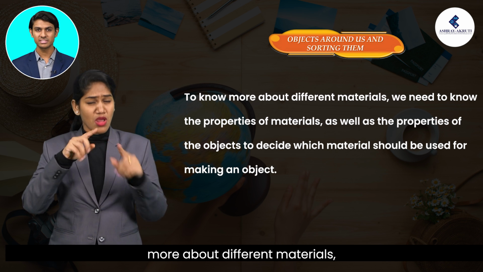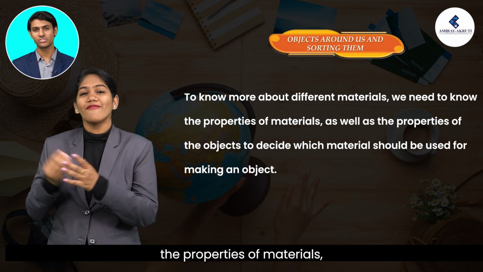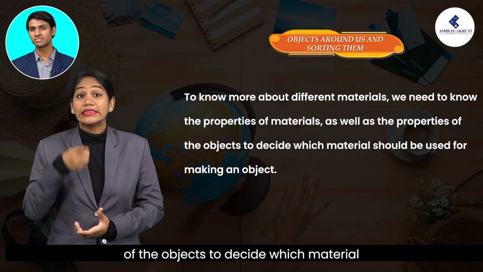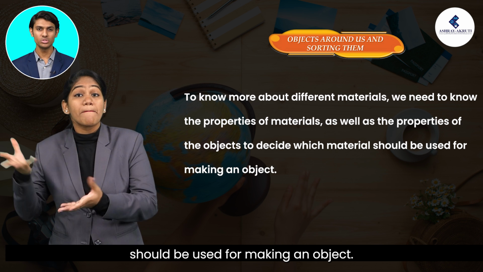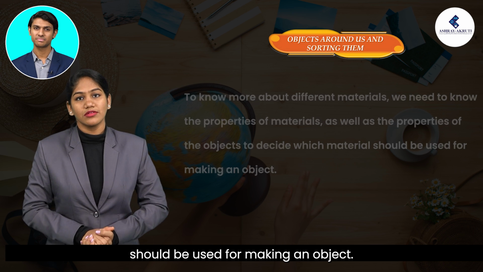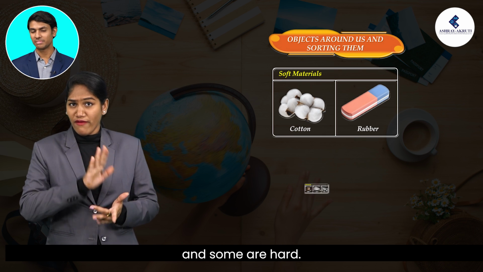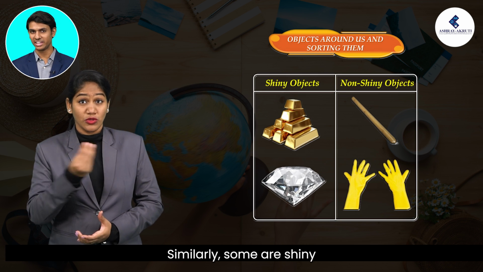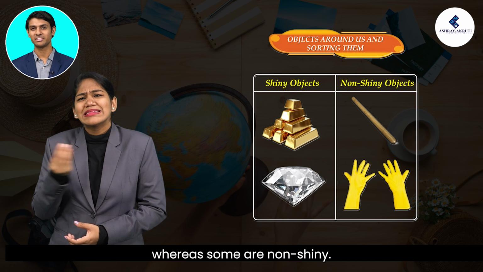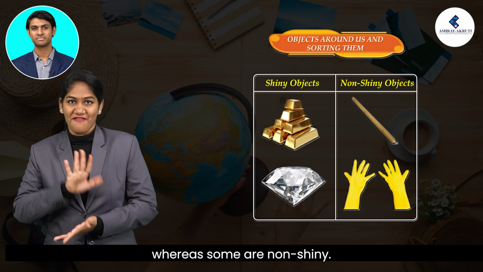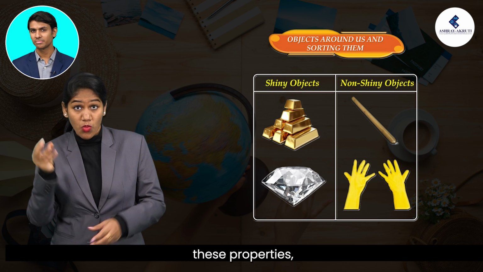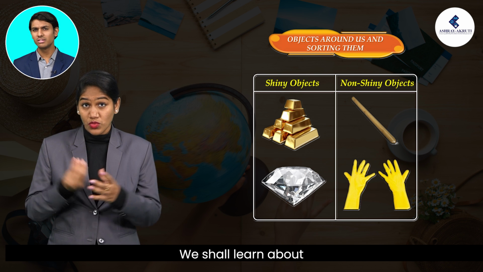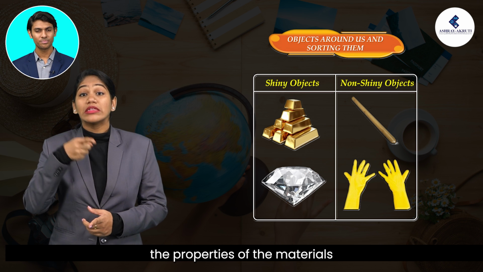To know more about different materials, we need to know the properties of materials, as well as the properties of the objects to decide which material should be used for making an object. Some materials are soft and some are hard. Similarly, some are shiny, whereas some are non-shiny. Depending on these properties, materials are used for different objects. We shall learn about the properties of the materials in the next session.